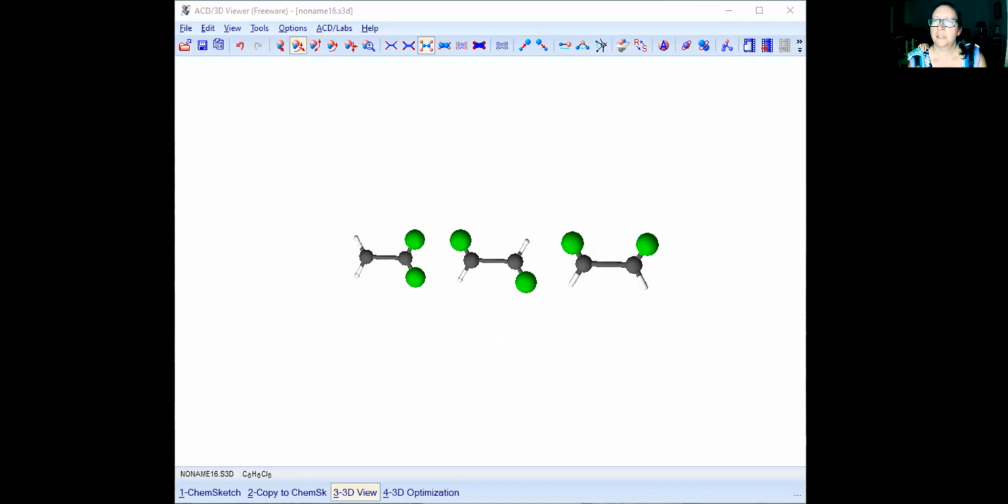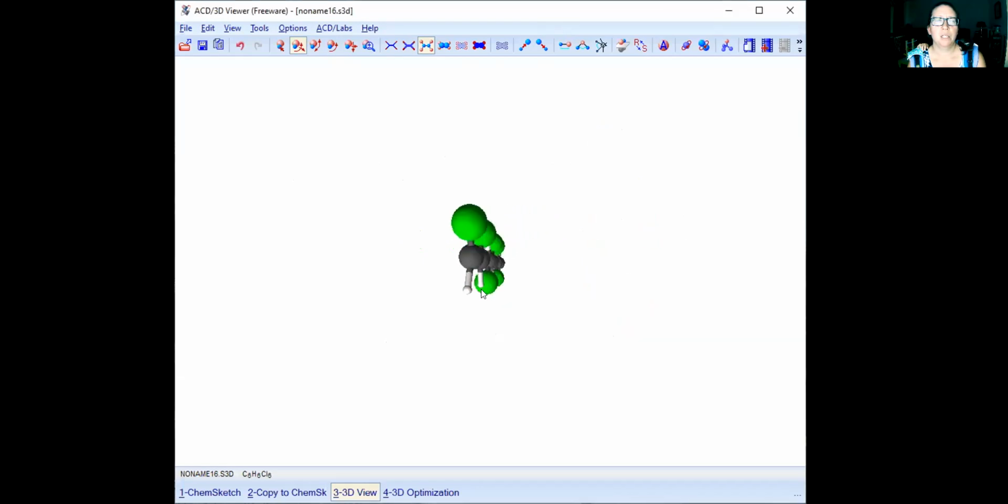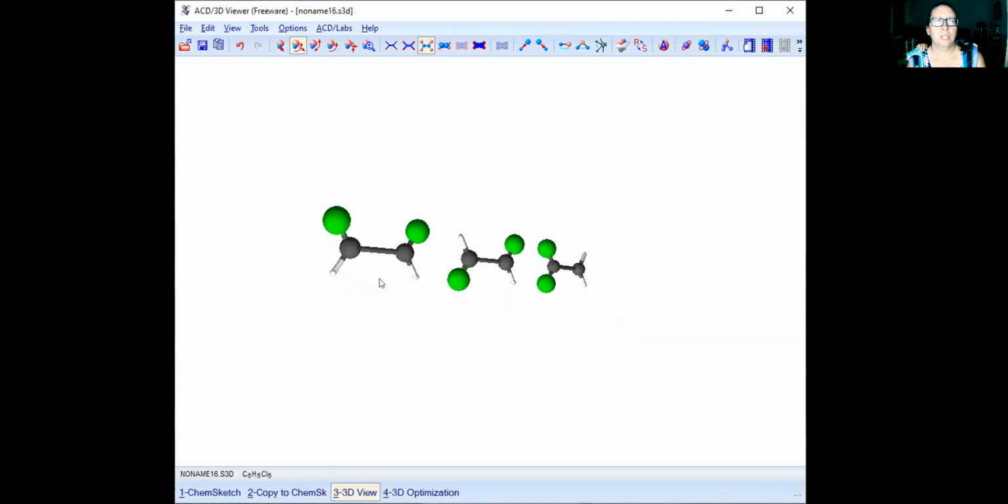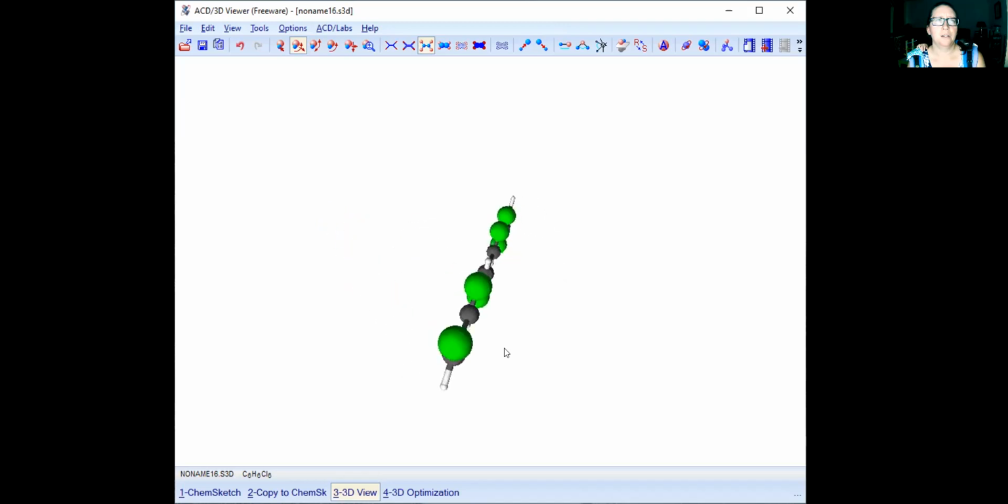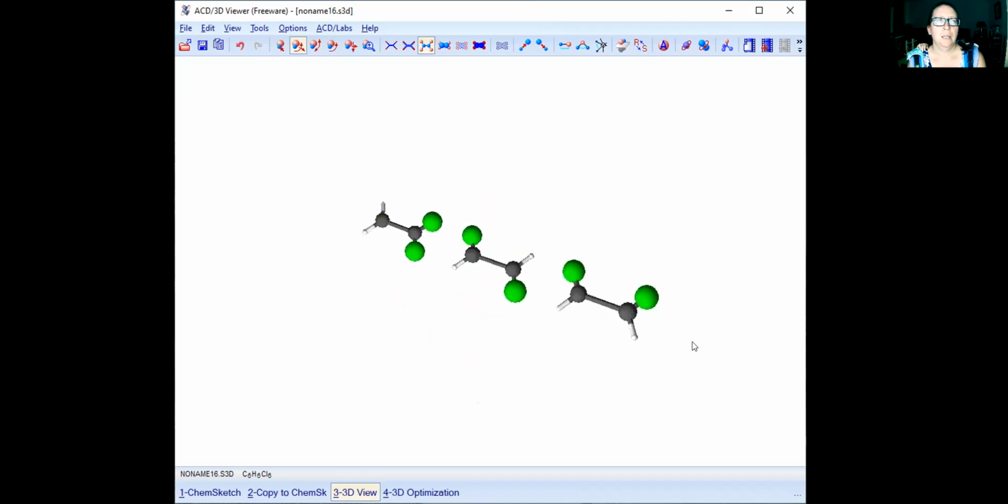So just to make sure we fully answered the question, it was saying, use models to deduce the shape and polarity of each isomer. So yeah, just make sure that you say something that these are planar molecules. You can see that when you turn them to the side, you can see that they're completely flat. And that's why we call this trigonal planar.